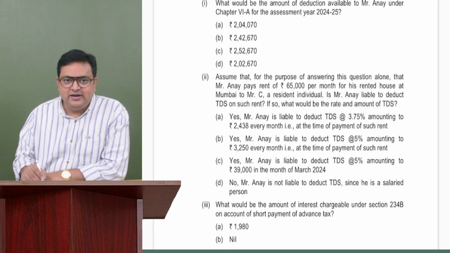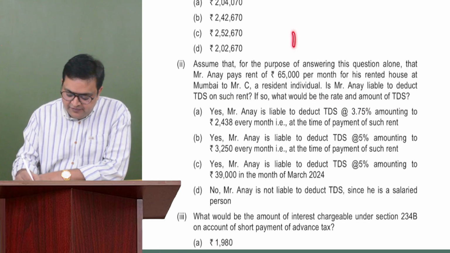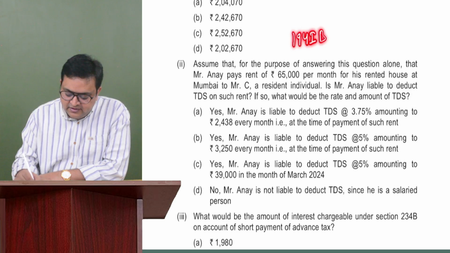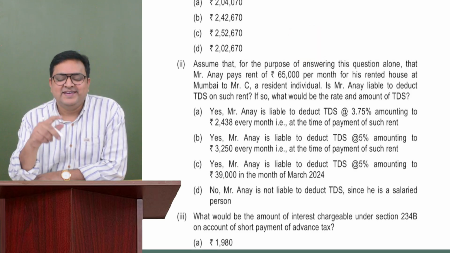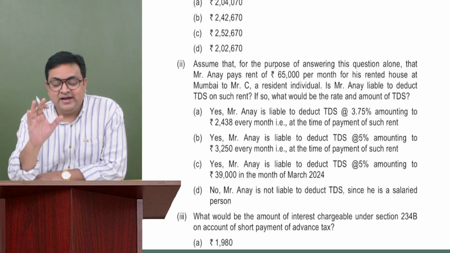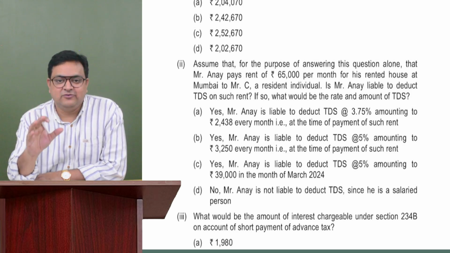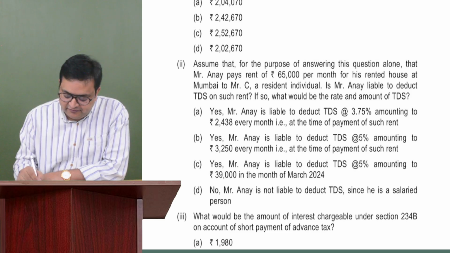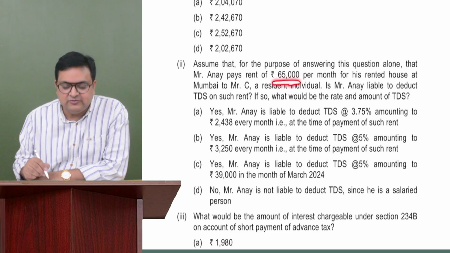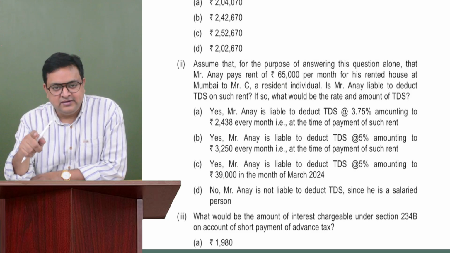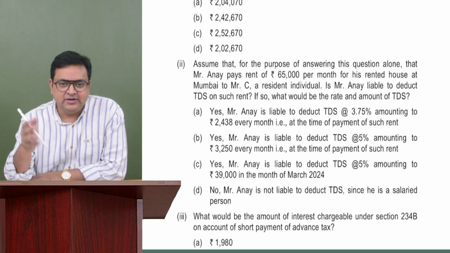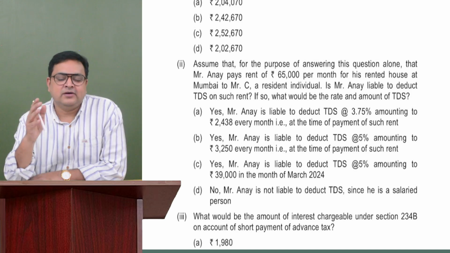See, this question is quite easy because we have a section, if you remember the section number, 194IB. Even if you don't remember the section number, it's okay, but you should know the provision. If somebody is paying rent, the threshold limit is 50,000 rupees, and here this person is paying 65,000 rupees of rent. Then you should deduct TDS. How much? 5%. And when should you deduct TDS? At the end of the year, means the last month of tenancy. If you are vacating this property during the year, in the last month.